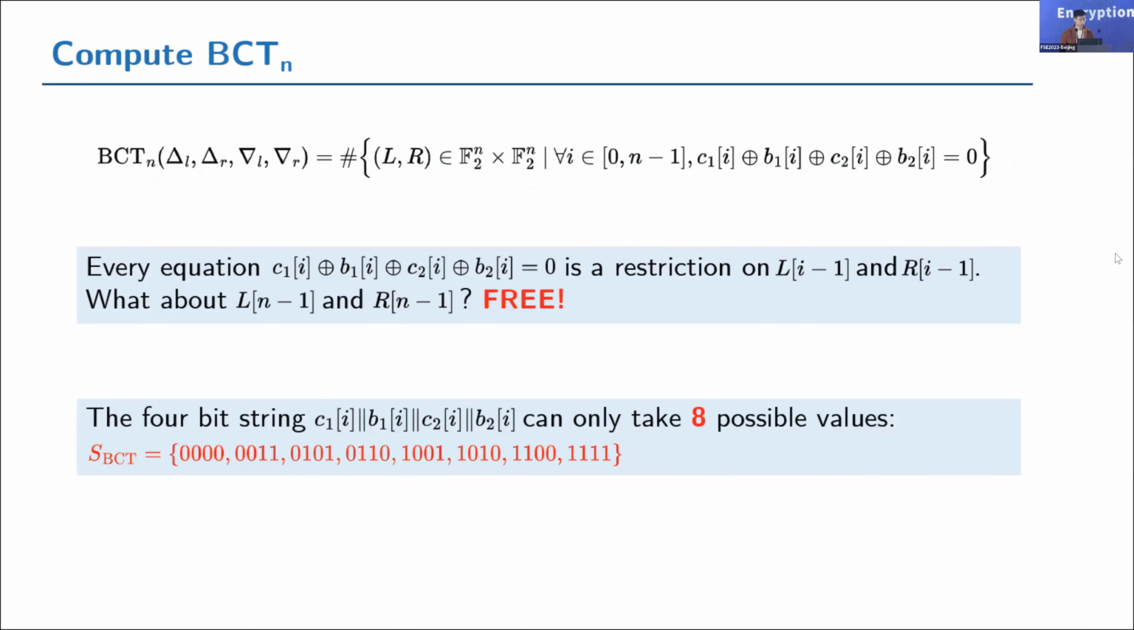With this new definition, we have two observations. The first observation is that every equation is a restriction on the i-1 bit of L and R. But what about the n-1 bit of L and R? The answer is they can take arbitrary values because this is the only restriction derived from the definition. The second observation is that the 4-bit string can only take 8 possible values. Here I concatenate the 4 carry bits into a 4-bit string.